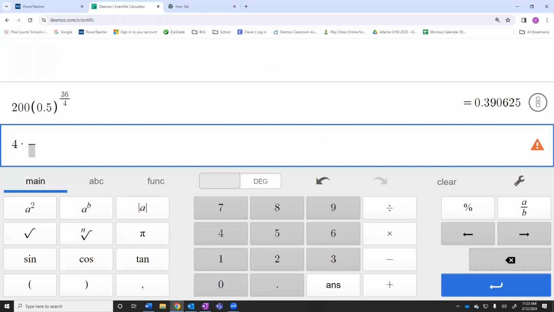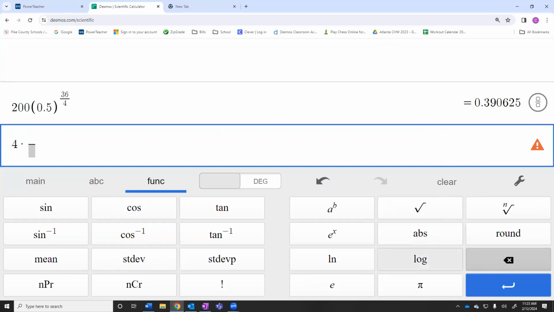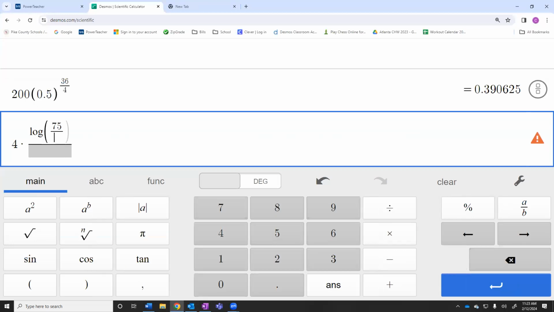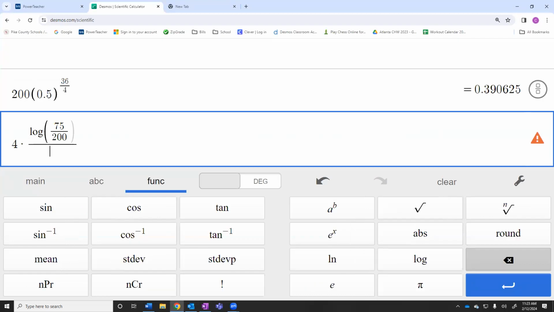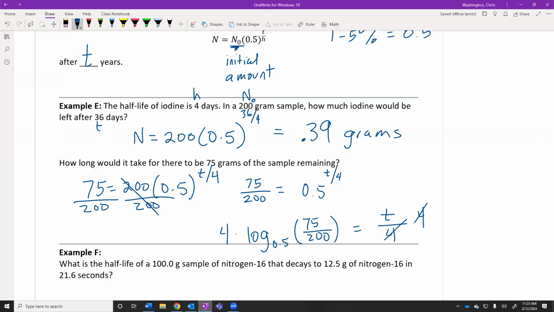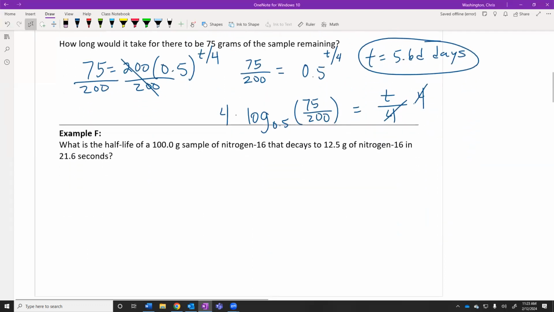In order to type the different bases in our calculator, we need to do log. We're going to do 75 over 100. I think it's 200 actually. I'll go back and double check here in a second. In the denominator, we're going to do log of 0.5. And we see it's going to take about 5.66. It is 200, so T equals 5.66, and we're talking about days in this case. So it takes about 5.66 days for the 200 grams to become 75 grams.